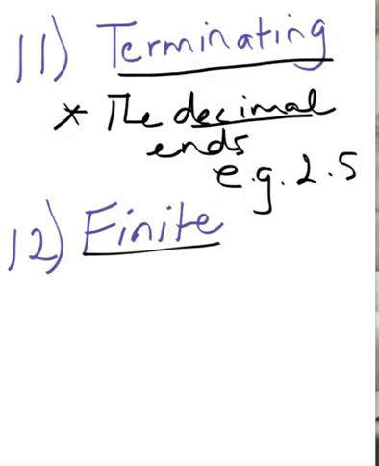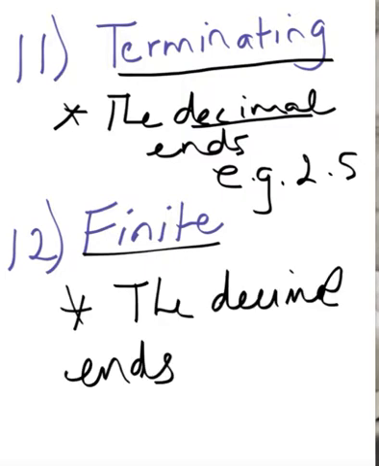Finite. Finite is the opposite of infinite, which means it also stops. Okay? So these two words actually mean pretty much the same thing. So once again, we say the decimal ends. And we can use the same example, or a different example might be 0.5. There we go, a half stops.